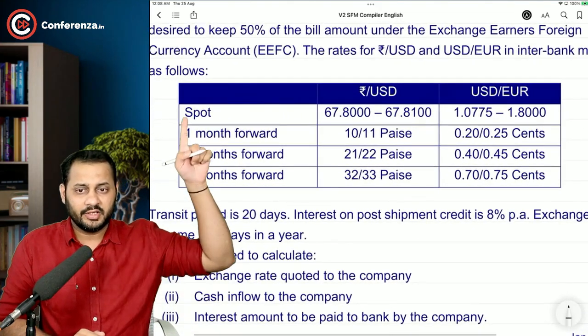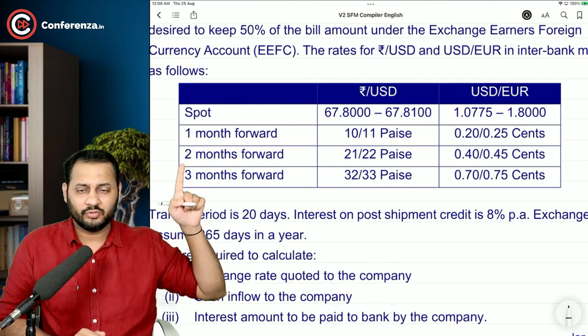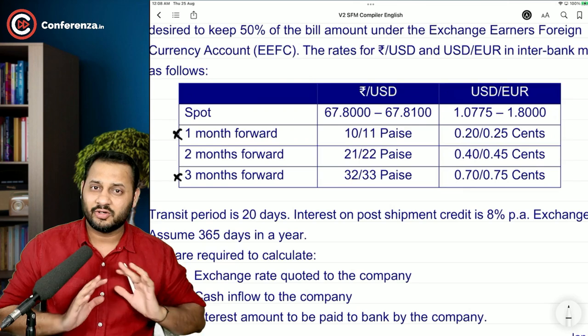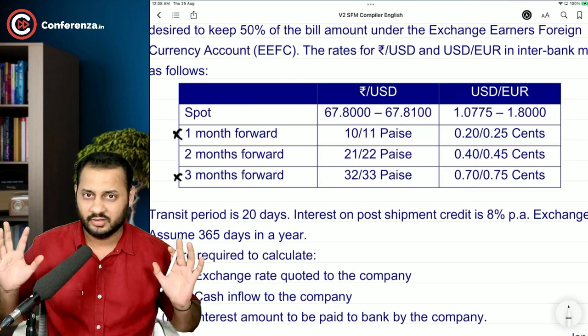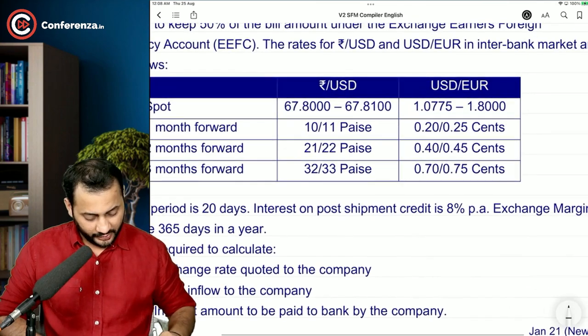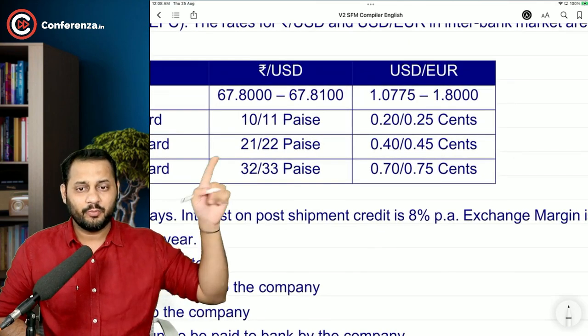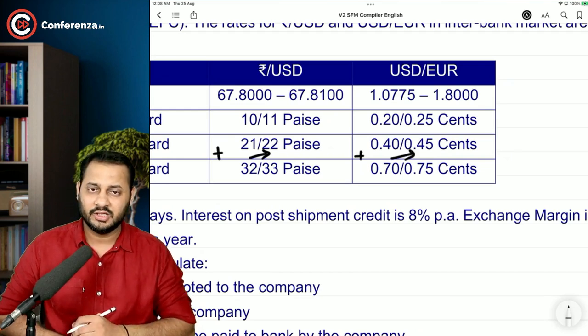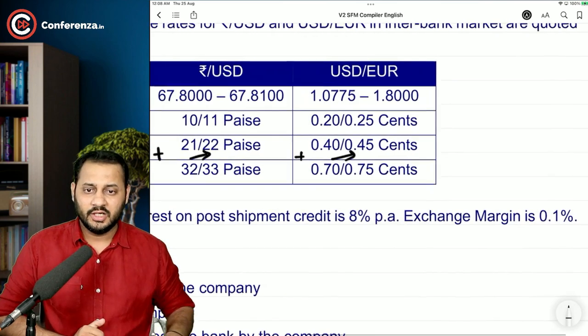This is the spot rate given to you. 1 month forward, 2 month forward and 3 month forward are given. 1 month forward and 3 month forward are not at all required. Just ignore those values. We need 2 months forward. Okay. Now you can clearly see the swap points are given in ascending order. That means we will add this. This is also in ascending order. We will add this. But can you see the difference?